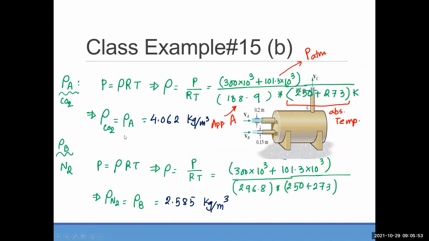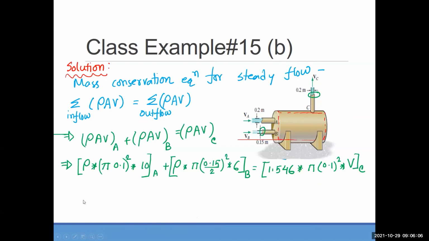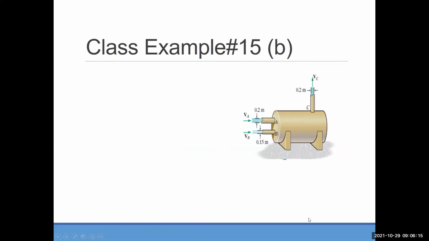For your class, we already did the density of carbon dioxide and density of nitrogen. Now we will start our class from here. We will use this value here, and then we will calculate the value for VC. So let's do that.